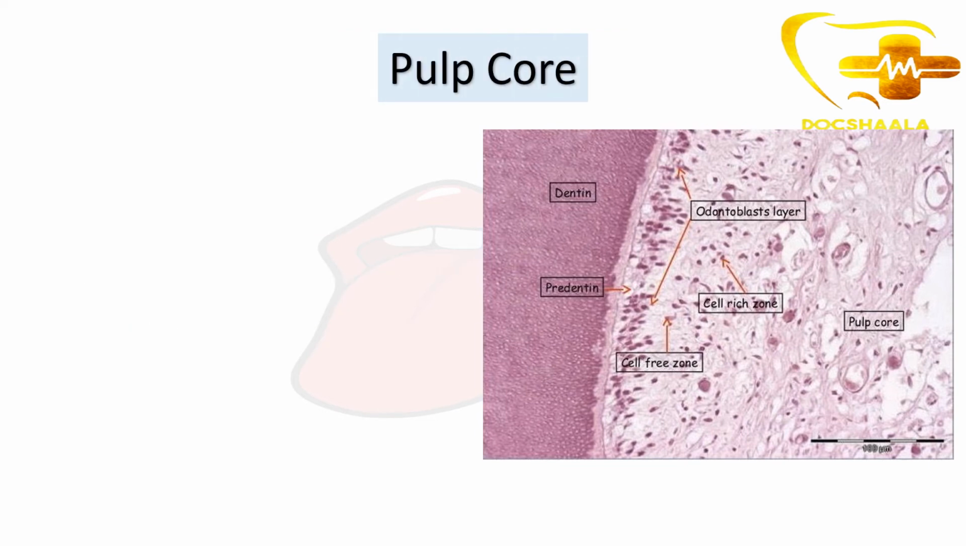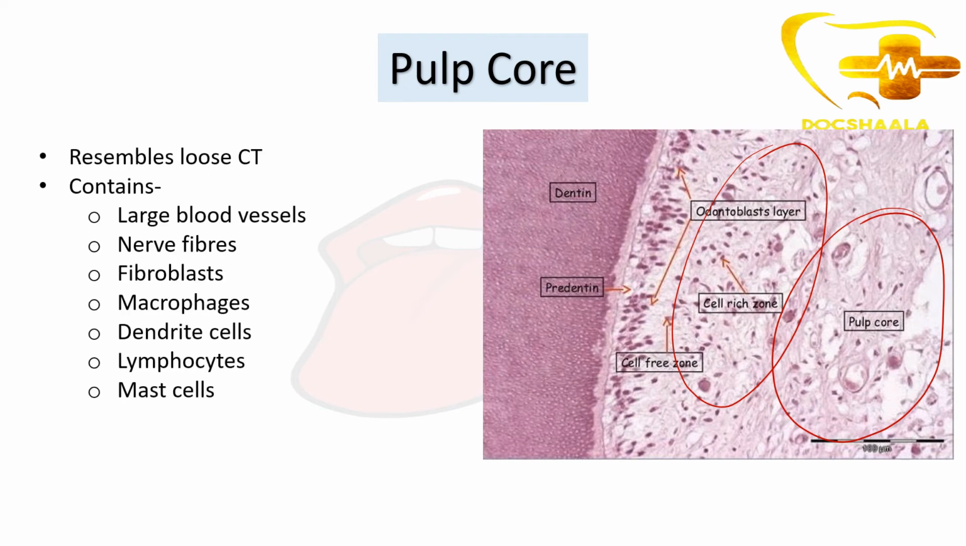Then coming to the pulp core. So this is all cell-rich zone, and this is the pulp core. It resembles a loose connective tissue. What does it contain? It contains a lot of things. It contains large blood vessels, nerve fibers, fibroblasts, macrophages, dendritic cells, lymphocytes and mast cells.